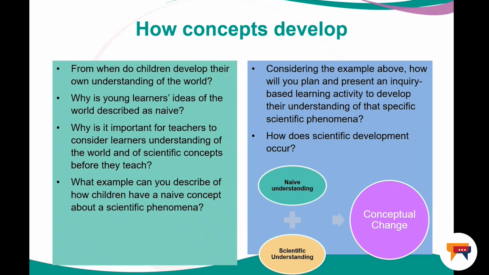So, what example can you describe of how children have a naive concept about a scientific phenomenon? One example is the water cycle. Remember, using clouds as an example, young learners may think that clouds are like cotton wool. I think I was one of those young children. It's because of how it looks. It's difficult for young learners to understand that clouds are actually made up of tiny water droplets.